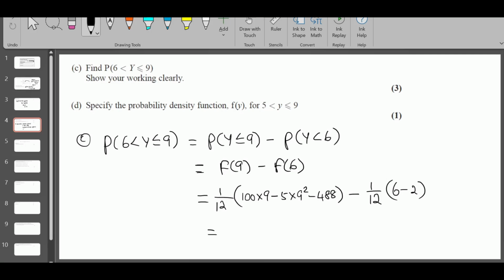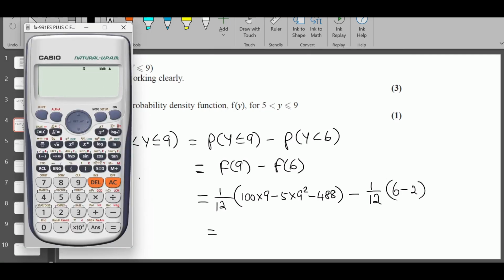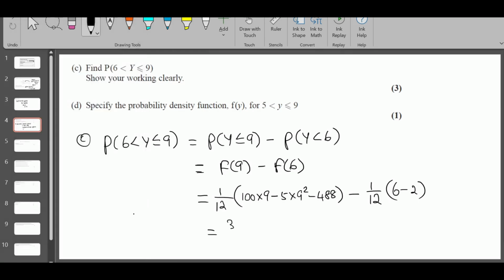So let's find the value of this. Forget about 1 over 12, that's like a common factor. You get 900 minus 5 times 9 squared minus 488. 6 minus 2 is minus 4. You get 3. So 3 over 12 is 1 over 4. That's the answer. For part D, specify the probability density function f of y from 5 to 9.